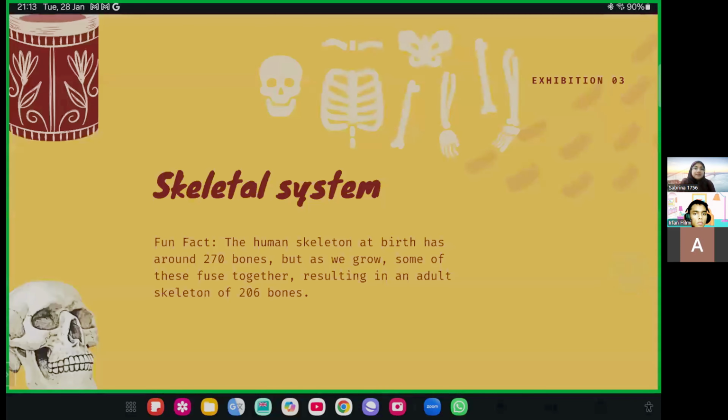Okay, so the next exhibit is the skeletal system. The fun fact about the skeletal system is that the human skeleton at birth has 270 bones, which later fuse together in adulthood, resulting in 206 bones. Now we take a closer look at two of the exhibits, which are the skull and the hand. First we'll look at the skull.